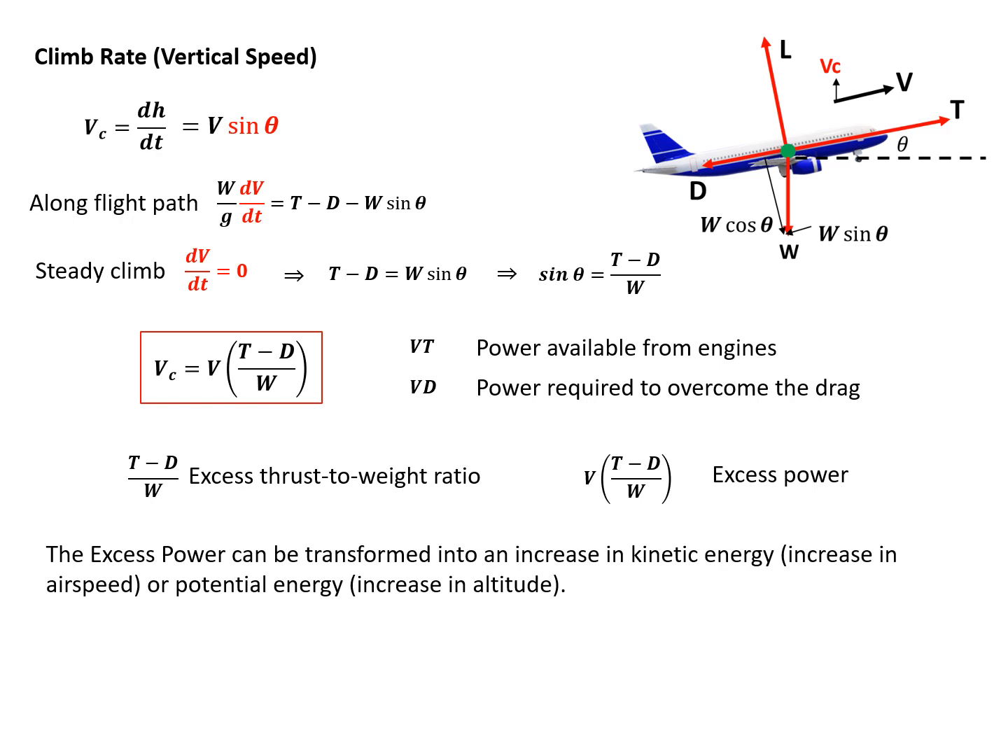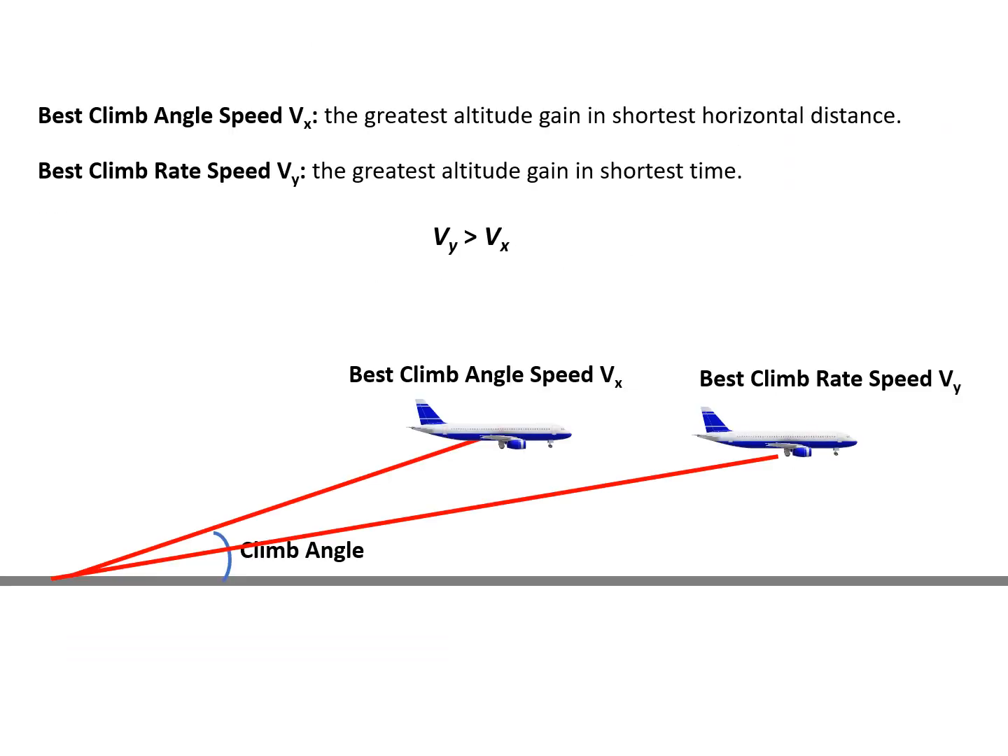Okay, the excess power can be transformed into an increase in kinetic energy, that's increasing airspeed, or potential energy, that's increasing altitude. Now we have the question: is there a best rate of climb? That means the largest Vc, because we already know in a climb angle, there is a best climb angle, the largest climb angle. Then we have a similar question here: is there a largest climb rate?